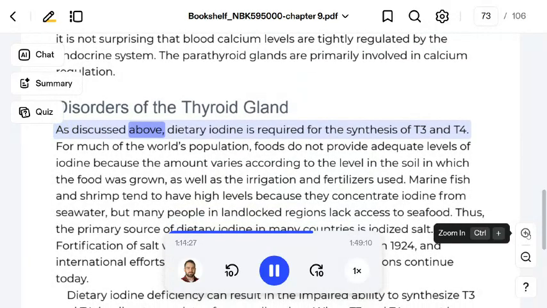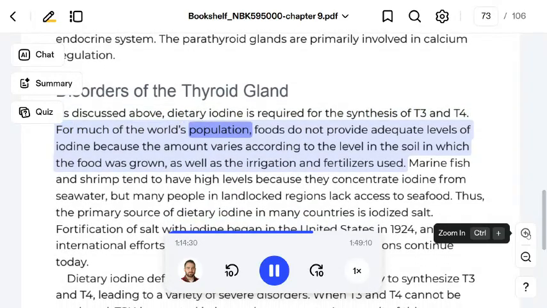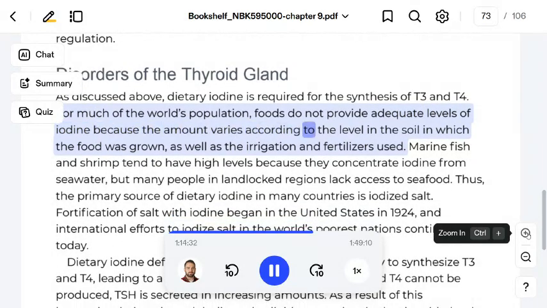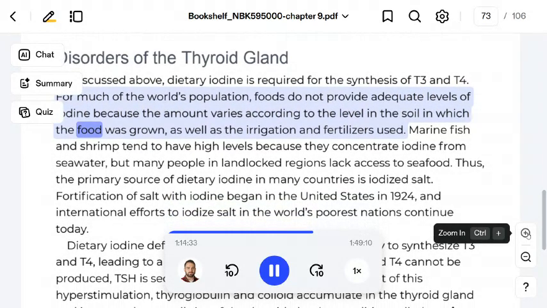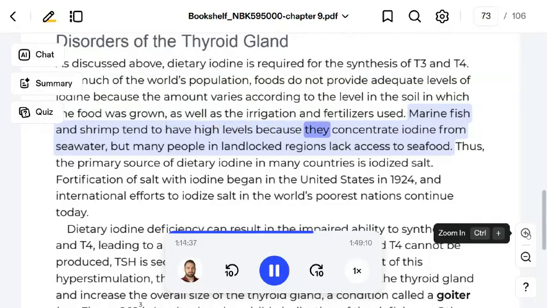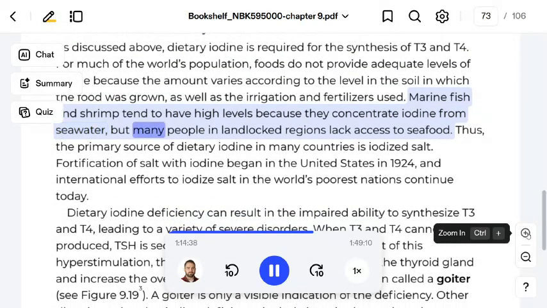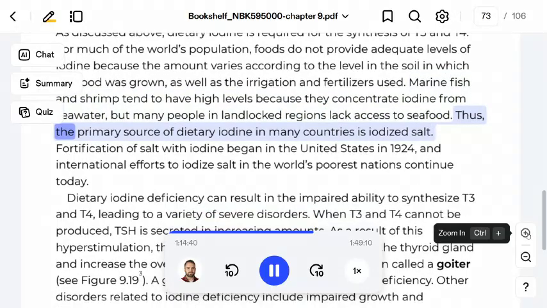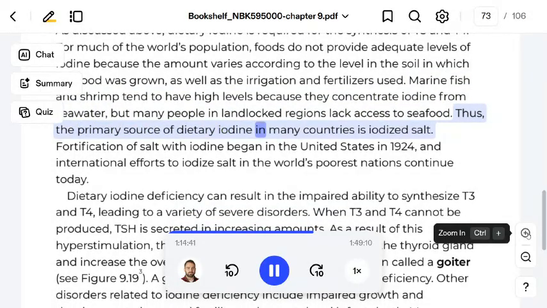As discussed above, dietary iodine is required for the synthesis of T3 and T4. For much of the world's population, foods do not provide adequate levels of iodine because the amount varies according to the level in the soil in which the food was grown, as well as the irrigation and fertilizers used. Marine fish and shrimp tend to have high levels because they concentrate iodine from seawater, but many people in landlocked regions lack access to seafood. Thus, the primary source of dietary iodine in many countries is iodized salt.